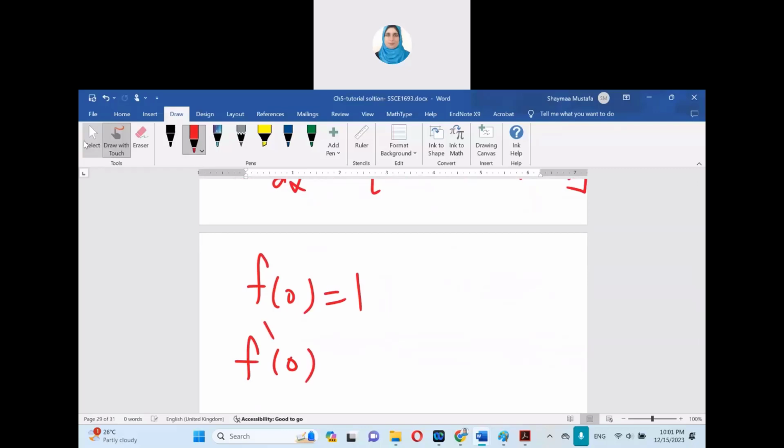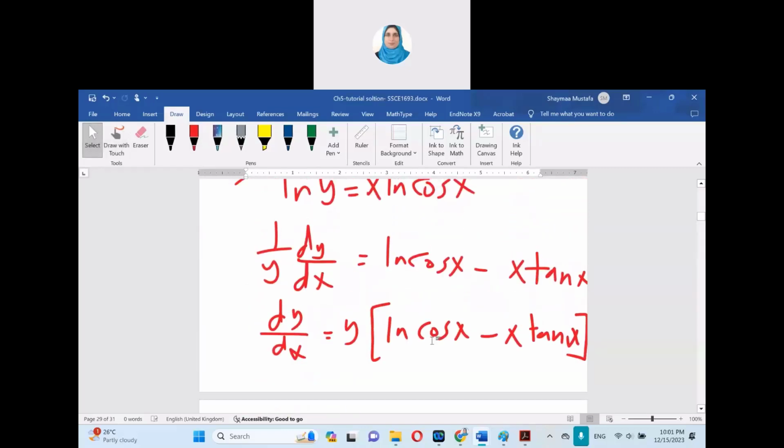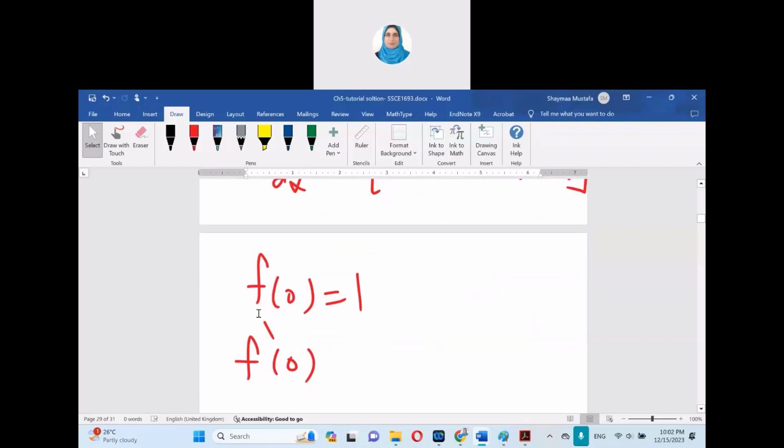The first derivative at 0: you need to substitute here x equal to 0. So cos 0 is 1, so ln 1 is 0. tan 0 is also 0. So the first derivative is 0.